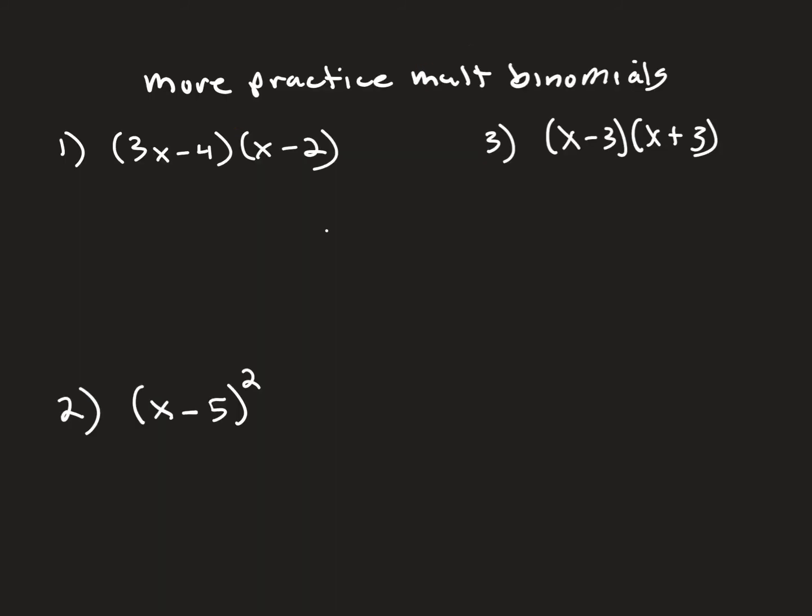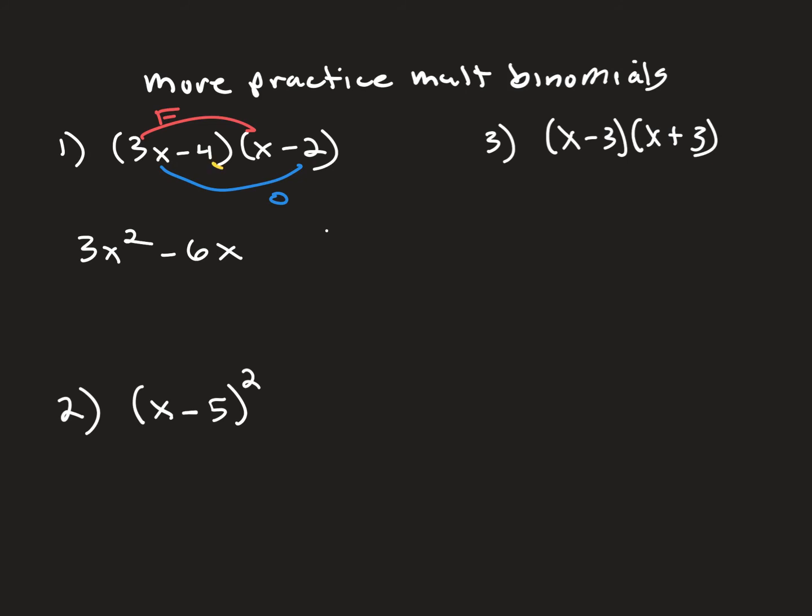So let's multiply these two binomials by using FOIL, first, outside, inside, last, which is really just using the distributive property and just multiplying 3x times both of these, and then multiplying negative 4 times both of those. But let's use the FOIL acronym to practice. So we're going to multiply the first ones together. So 3x times x is 3x squared. Then we're going to multiply the outside ones together, and that gives us 3x times negative 2. Wouldn't that be a negative 6x?